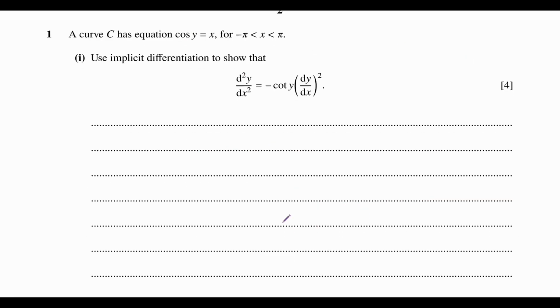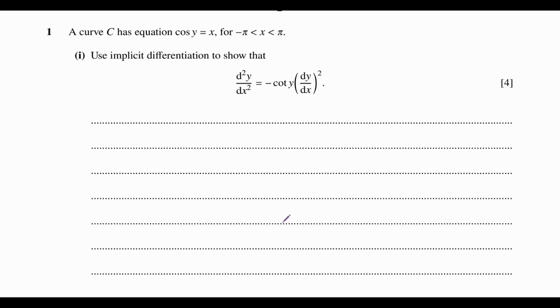This is going to be a quick video on a harder example of implicit differentiation. So a curve C has equation cos y is equal to x for x between negative pi and pi. Use implicit differentiation to show that the second derivative of y with respect to x is equal to negative cotangent of y times dy by dx squared. So how do you do that?